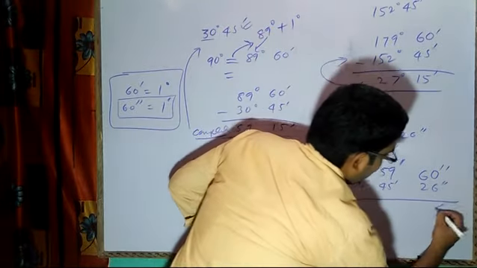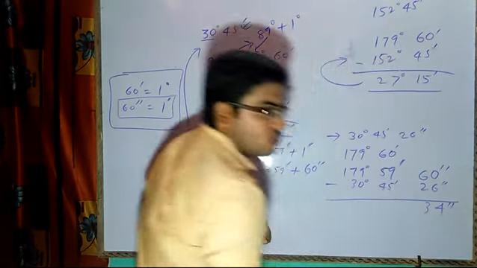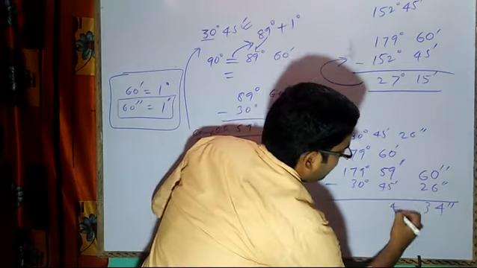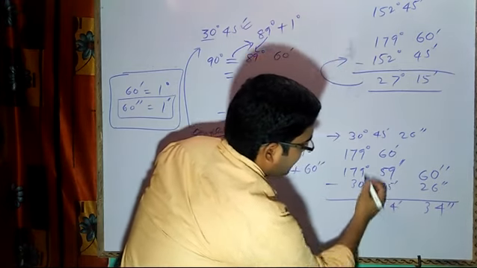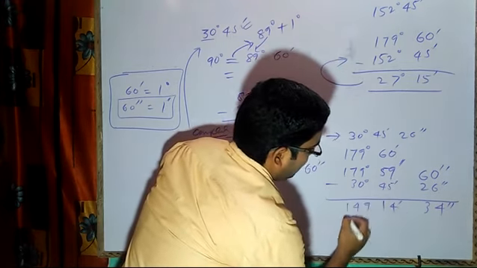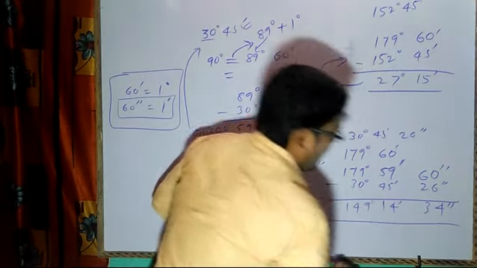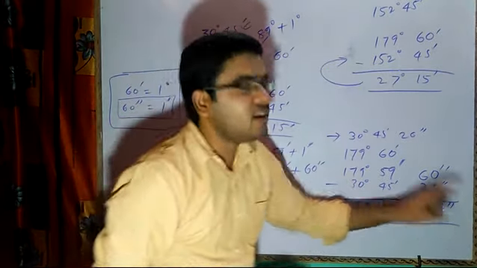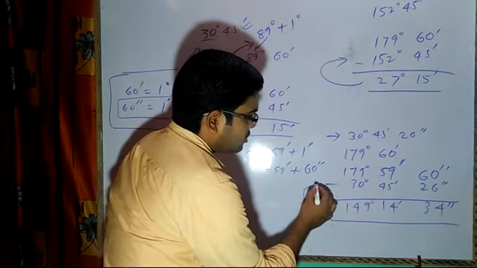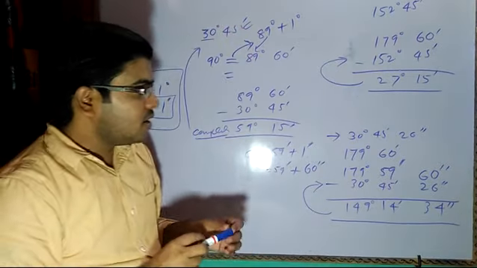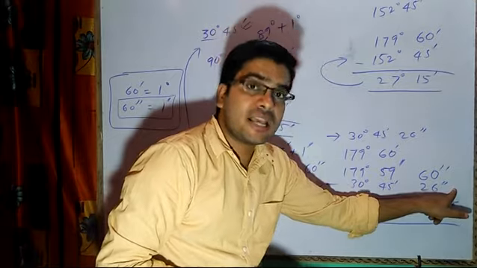Subtraction. So it will be 4, 30, so 34 seconds. 9 minus 5, 4. 5 minus 4, 1 minute. And then 7 minus 3, 4, and 1. So 149 degrees, 14 minutes and 34 seconds is the supplement of 30 degrees, 45 minutes, 26 seconds.